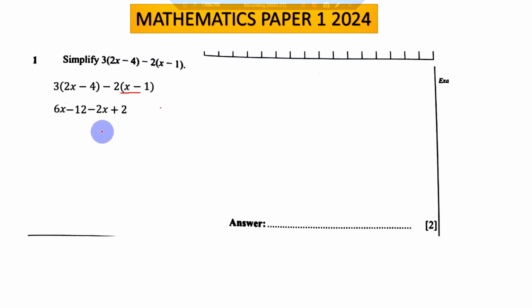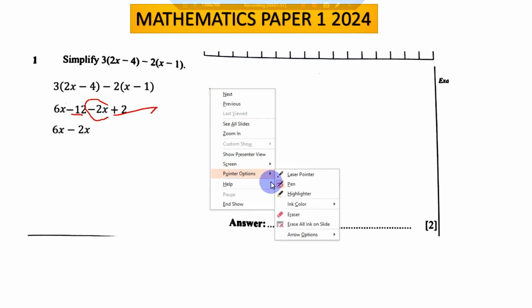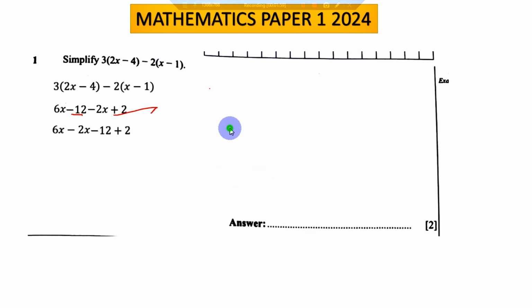From here, after removing the brackets, we are going to use grouping, where we put the like terms together. So the 6x has a like term, which is -2x. So we bring the -2x and rearrange it so it will be with the 6x, and then the -12, the like term is +2. So from there we group them like that.